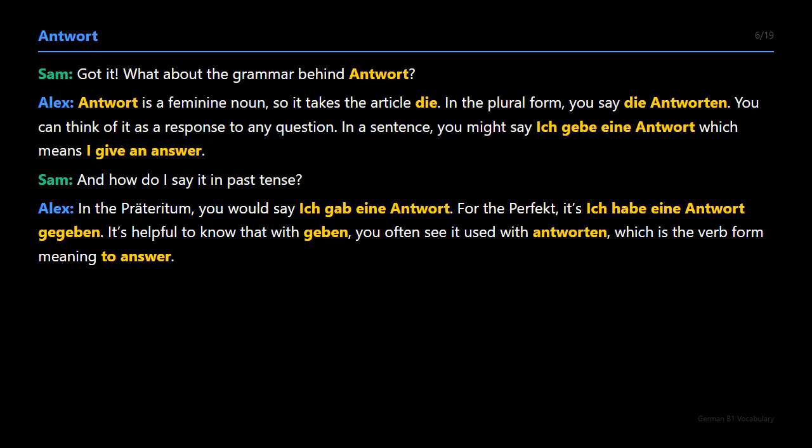And how do I say it in past tense? In the Präteritum, you would say, Ich gab eine Antwort. For the perfect, it's Ich habe eine Antwort gegeben. It's helpful to know that with geben, you often see it used with Antworten, which is the verb form meaning to answer.